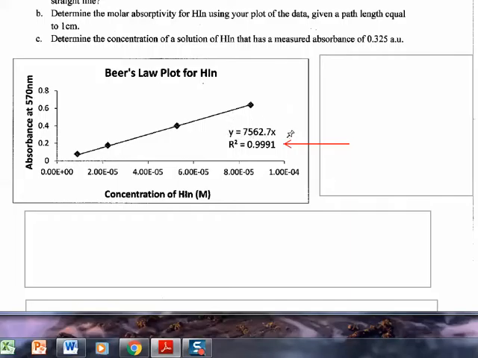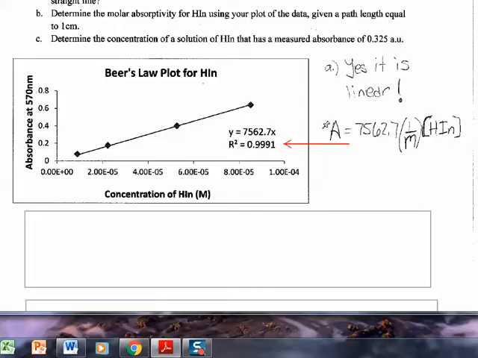Then it'll give us this equation, y equals 7562.7x, and an R squared value, which tells us how good the data fits that particular line. So the first answer, part A, was yes, it is linear. We have a good fit. The closer our R squared value is to 1, the better the data fit a line. We have a 0.9991 correlation, so that's a pretty good linear fit.